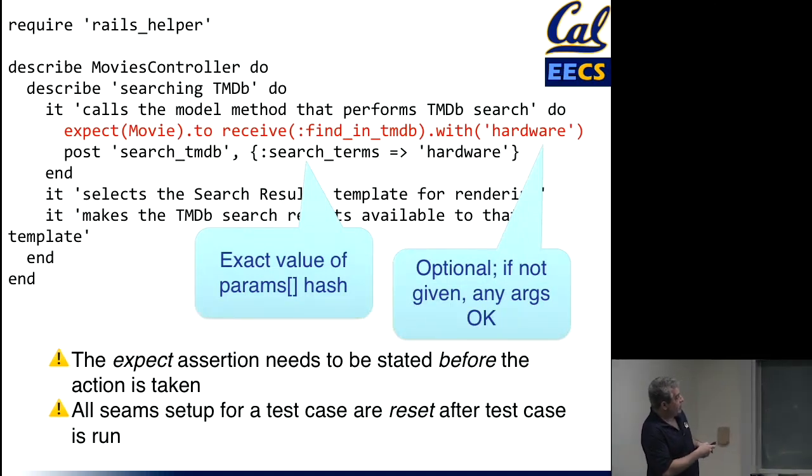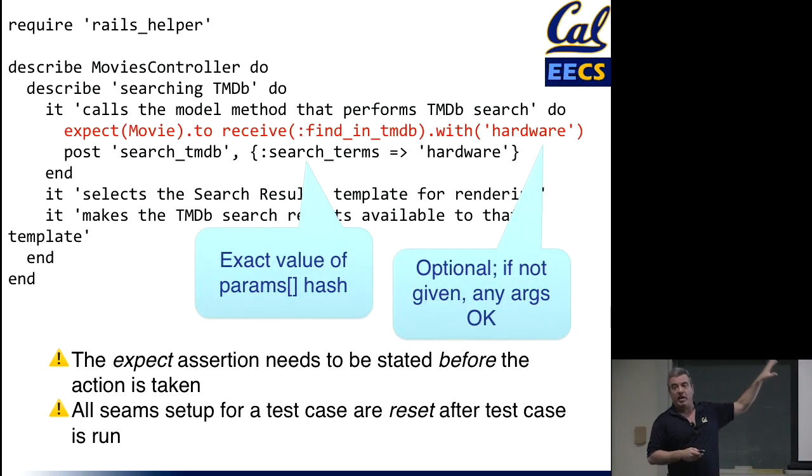Okay, so that's why it's important that when you do something like this, what have I done here? I have set up a seam. I've basically said, at the place where find in TMDB exists in my app, if it exists at all, open up that seam and stick an observer in there so that for the purposes of the test, the real find in TMDB will not get called. In fact, I don't even care if it exists. I just want to know that something with that name got called with those arguments, and that's it, end of story, right?